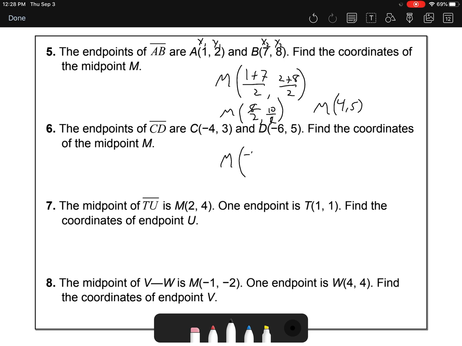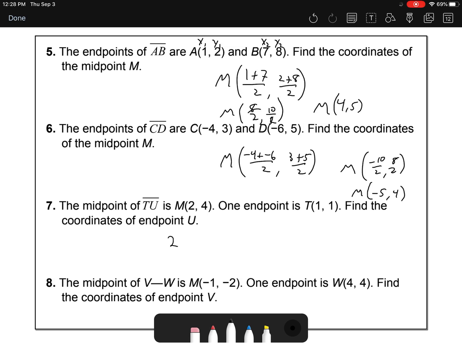Number 6, we're looking for the midpoint again. So x plus x, y plus y. So your midpoint is negative 10 halves, 8 halves, which is (-5, 4). Those are easy, aren't they?